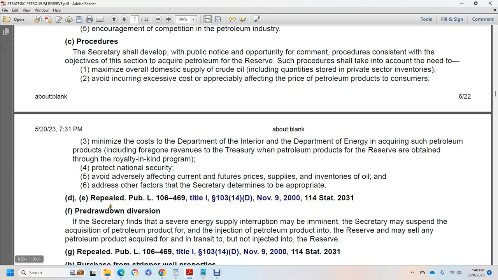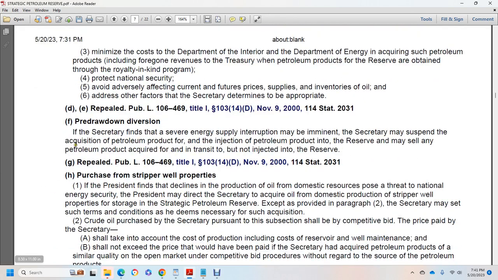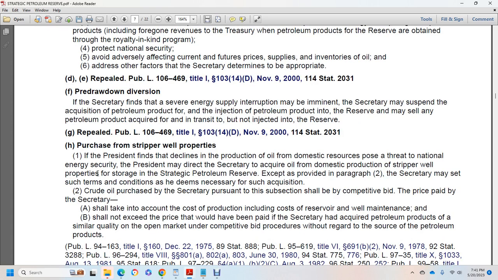Pre-drawdown diversion: if the Secretary determines that a severe energy supply interruption may be imminent, the Secretary may suspend the acquisition of petroleum product for injection into the reserve and may sell any petroleum product acquired for, or in transit to, but not yet injected into the reserve. Subsection G is repealed.